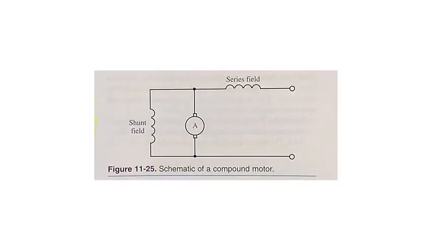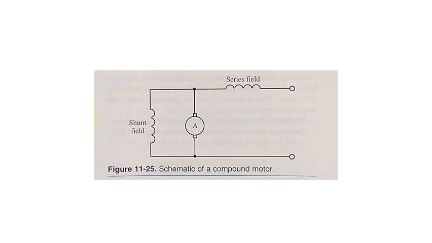Compound DC motors. The compound DC motor has both series and shunt field windings. This motor combines the advantages of each of the other types of motors, see figure 11-25. The series windings also carry the armature current. The winding consists of a number of turns of heavy wire. The shunt field winding consists of many turns of finer wire. Both windings are wound on the same field poles.